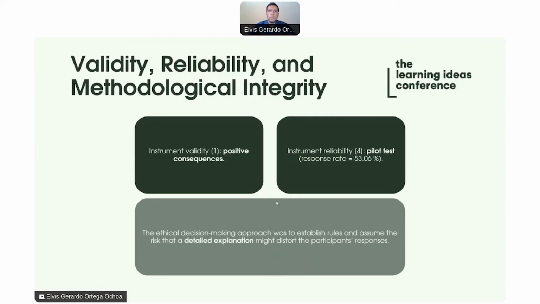The ethical decision-making approach was to establish roles and assume the risk that a detailed explanation might distort the participant response. Academic management and students were informed of the objective, phase, and results of the research. Likewise, the ethical guidelines were followed: informed consent was obtained during data collection, and identifying information in the data was separated from the participant's response to ensure privacy was maintained. As a result, strict ethical criteria were certified, with free and responsible collaboration in the design, implementation, data collection, and data processing.